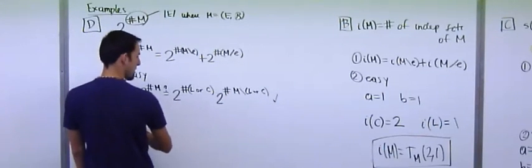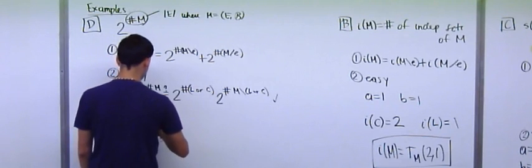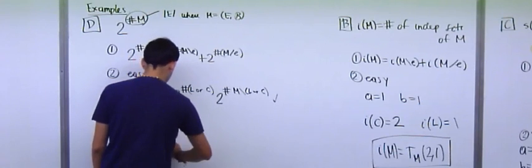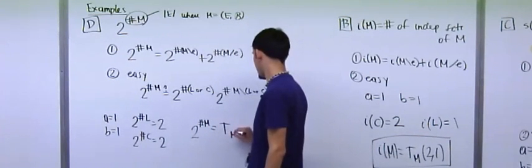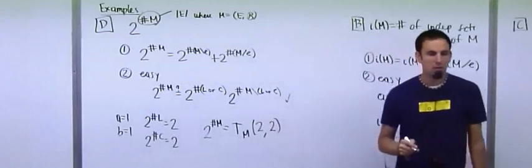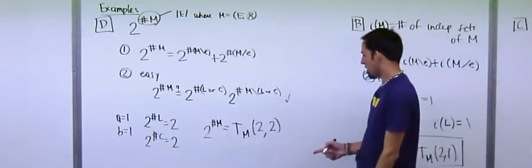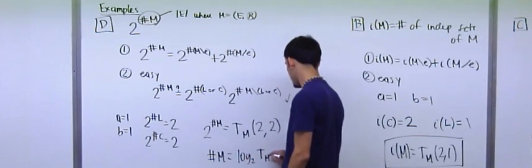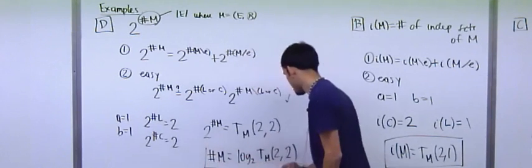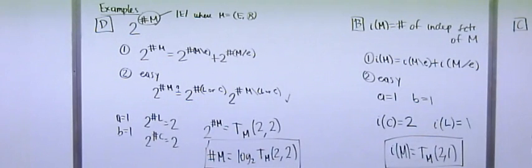And so what do we get? We get that, again, a is equal to 1, b is equal to 1, 2 to the number of elements in the loop is 2, 2 to the number of elements in a coloop is 2, and so 2 to the number of elements of the matroid equals the Tutte polynomial evaluated at 2, 2. And again, a matroid and its dual have the same ground set, so when you flip the 2's, you should be getting the same answer. And so if you want the number of elements of the matroid, then you just take the log of the Tutte polynomial. So again, if I just give you a Tutte polynomial, you can tell me how many elements the matroid has. Just plug in 2, 2, and take the log.